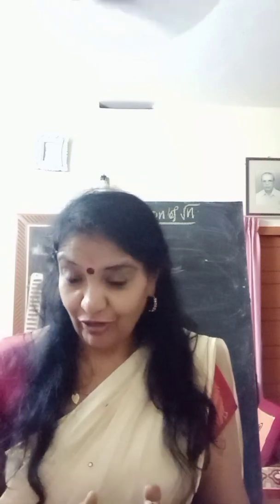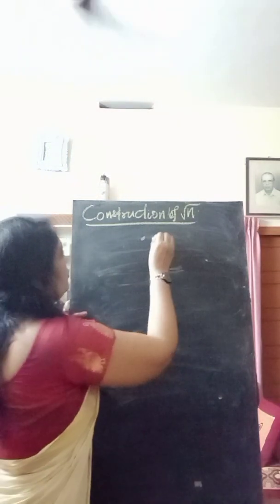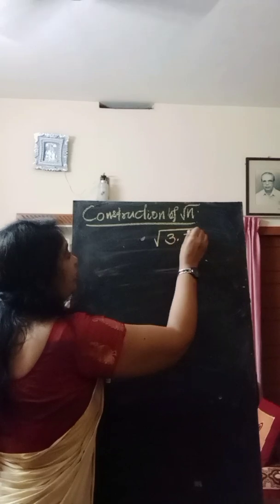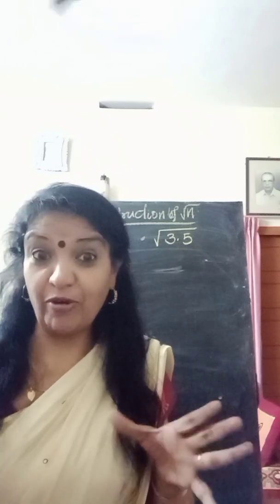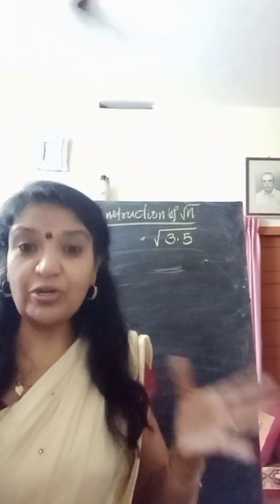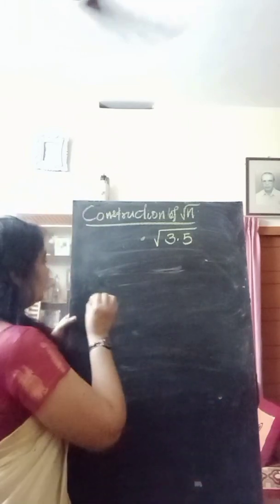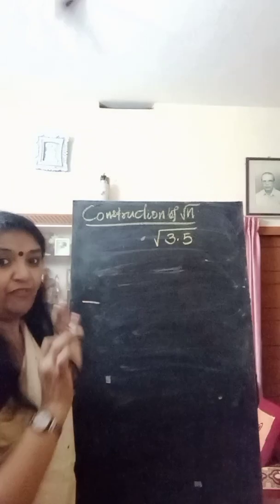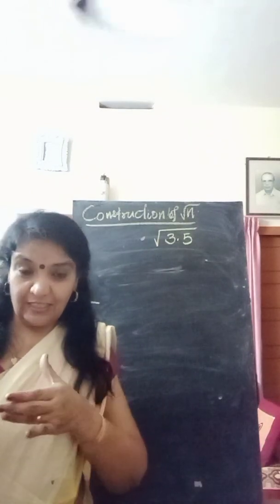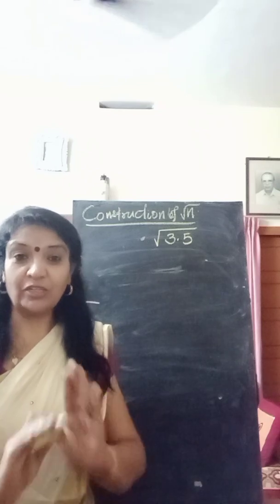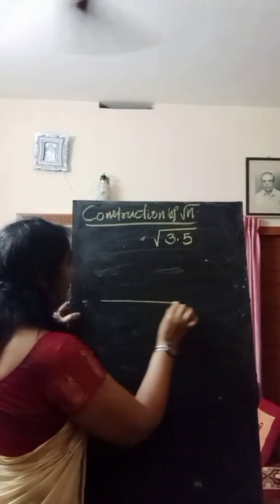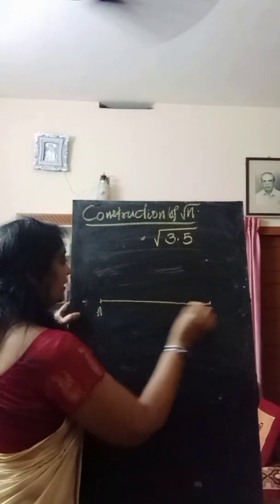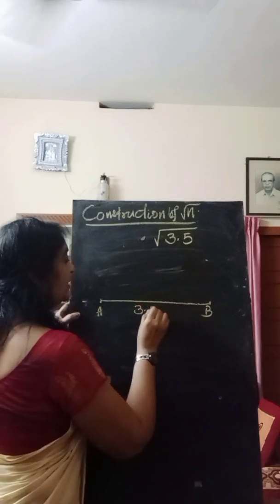Listen carefully. I am taking the number square root of 3.5. It is a root of 3.5. It is a real number. So how to construct such type of numbers? First, draw 3.5. You have to take the correct measure from the scale. Draw 3.5 centimeter. I am marking it as AB, 3.5 centimeter.